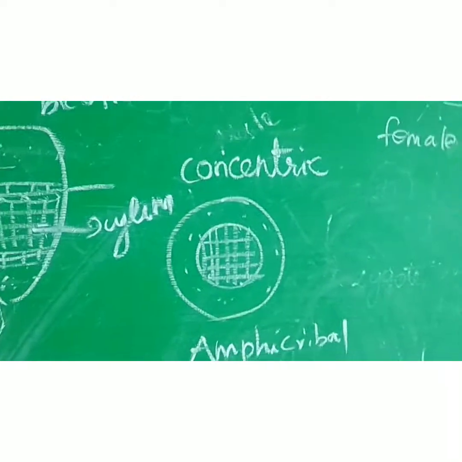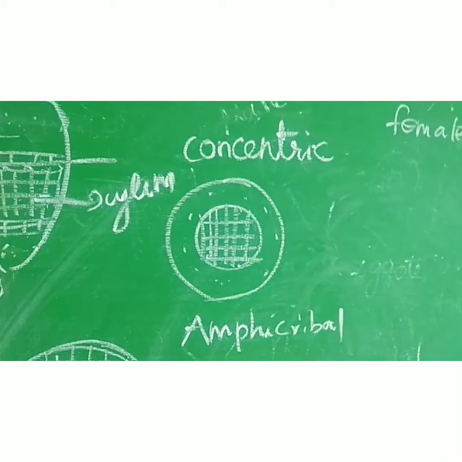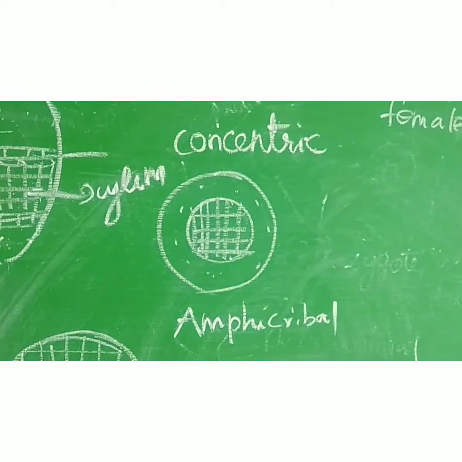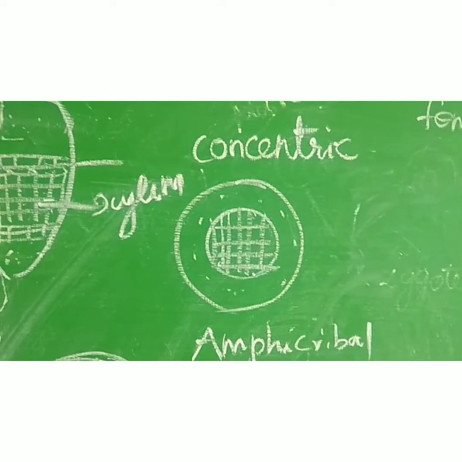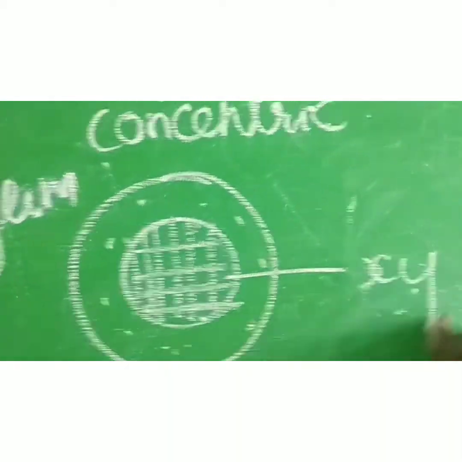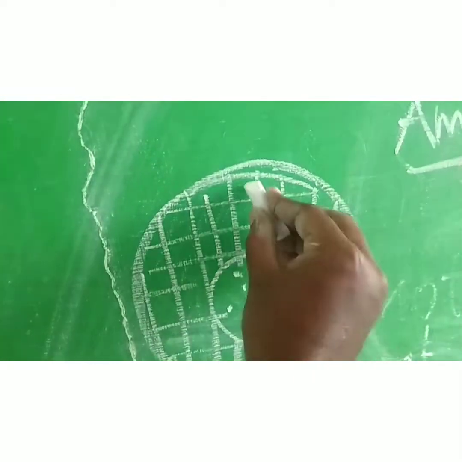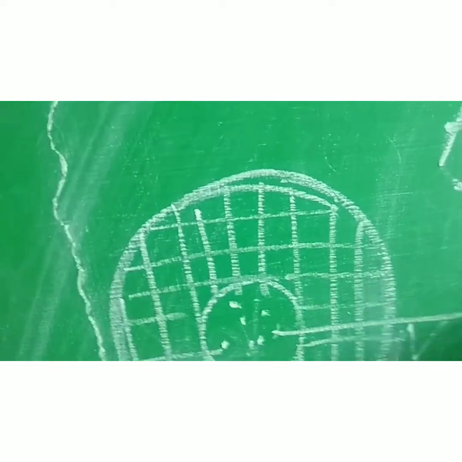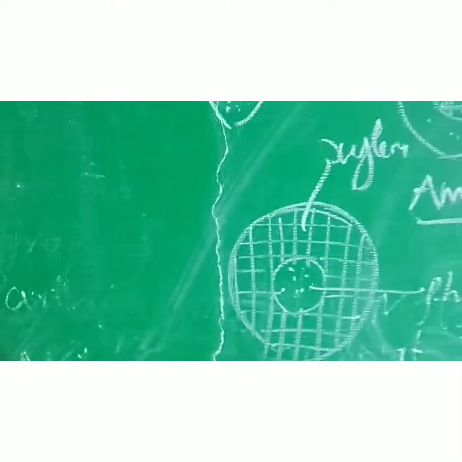In concentric we see two methods, amphicribal and amphivasal. In the concentric method, the xylem is surrounded by phloem or the phloem is surrounded by xylem. When the xylem is present in the center and surrounded by phloem, it is called amphicribal. When the phloem is present inside and the xylem surrounds it outside, it is called amphivasal.